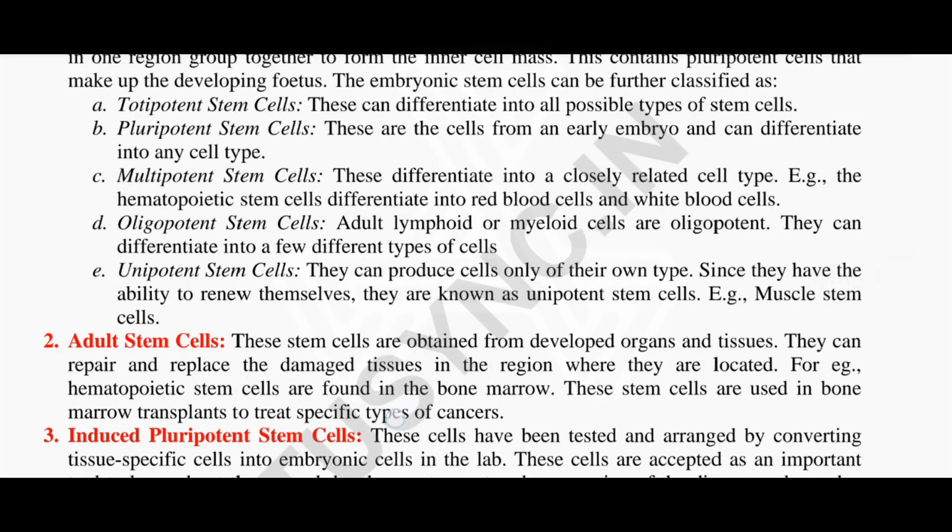Unipotent stem cells. They can produce cells only of their own type. Since they have the ability to renew themselves, they are known as unipotent stem cells. Muscle stem cells.